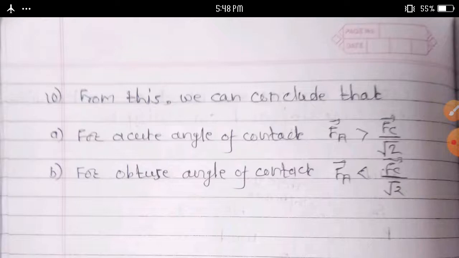Some questions asked on this topic. First, draw a labelled diagram to show the angle of contact between pure water and clean glass, and between mercury and clean glass. Next, for a solid-liquid interaction, derive the condition for acute and obtuse angle of contact.